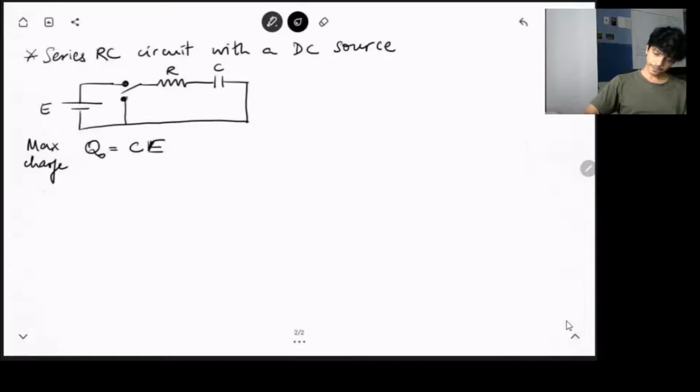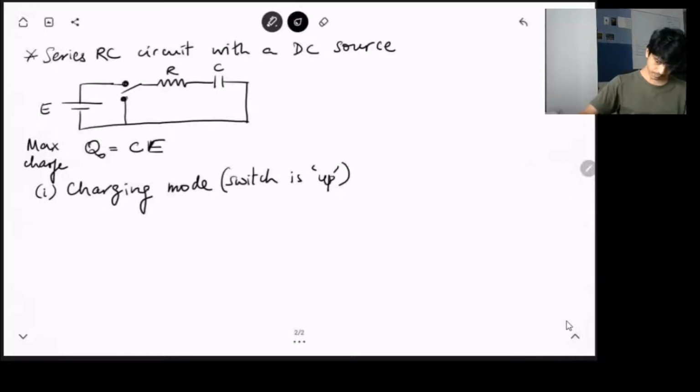Okay, so now let's study. We'll first study the charging of the circuit, and then we'll study the discharging of the circuit. So first, charging mode. What this means is now the switch is in the up position. Let's write down the equation which describes this circuit in this case.